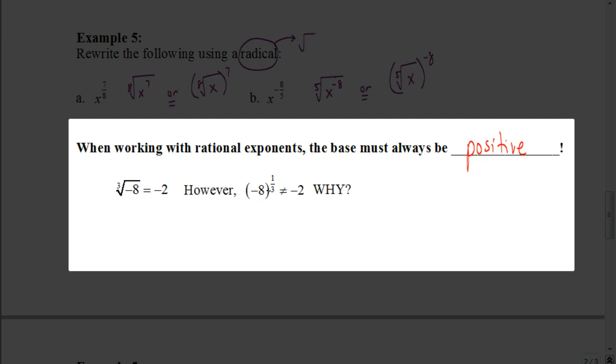You might say, well, why is that? Wouldn't it be the same thing? Well, let's look at this. I'm going to show you something that does not break any rules of math, but we will get a positive 2 as our answer. Here's what I'm going to do.